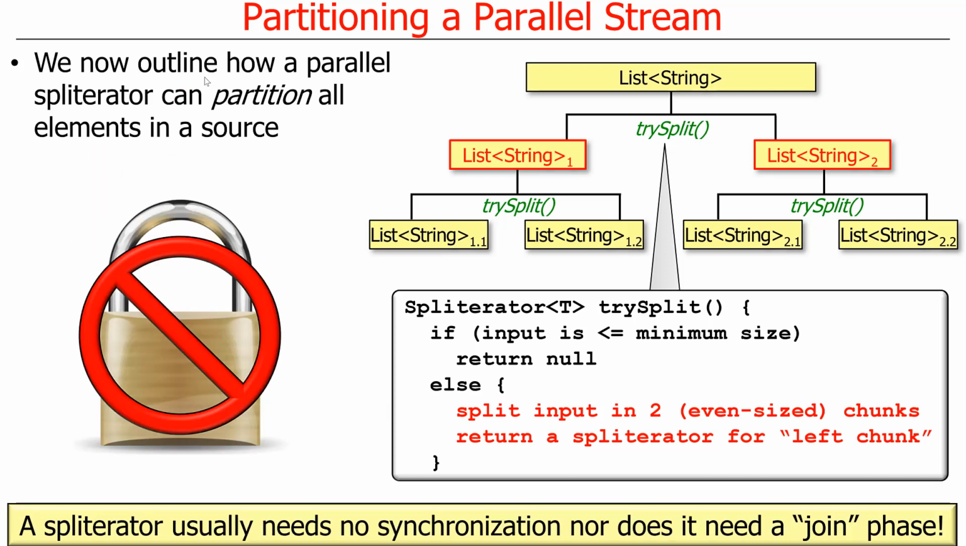Typically, you don't need to have any locking or synchronization. You don't need to do any joining. All that kind of stuff is handled for you by the framework. The framework is very careful how it does the splitting. The splitting that takes place is never going to compromise this state as long as you implement things to split in a way that's mutually exclusive.